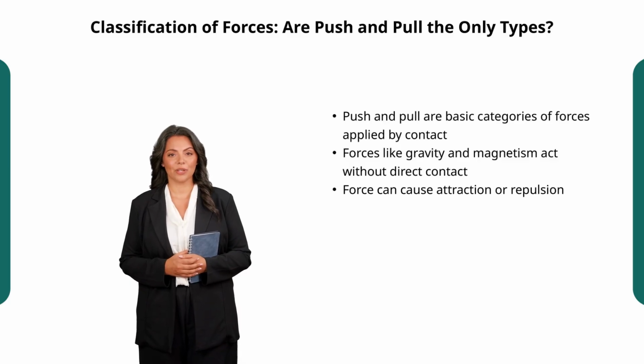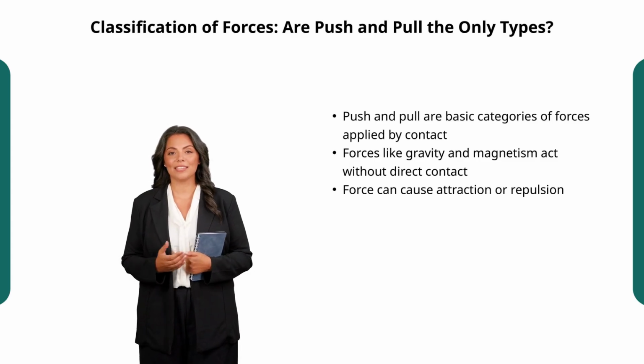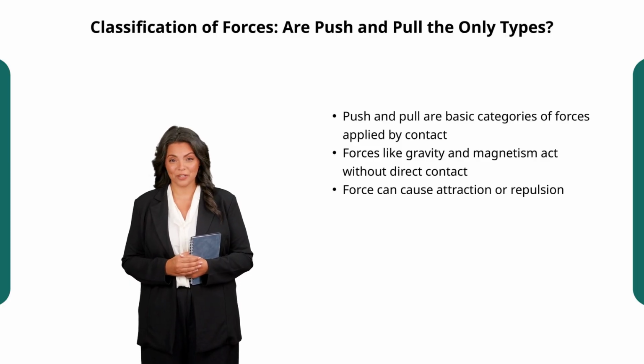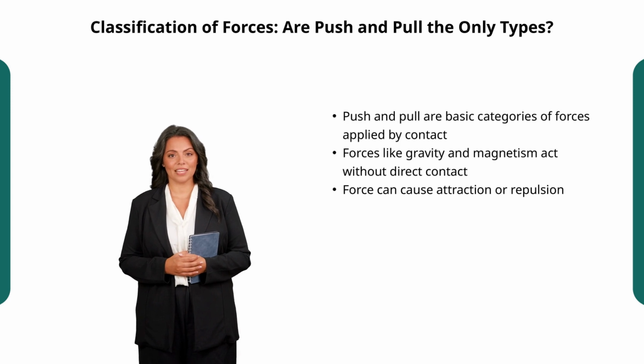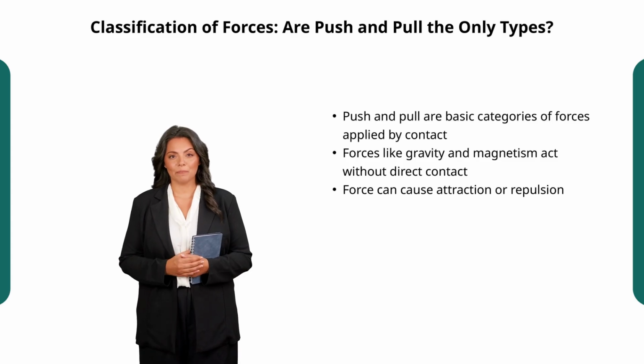But have you ever learned about magnets? Did you know that a magnet can pull a piece of iron without even touching it? This is a special kind of force called magnetic force, which is a non-contact force. Similarly, gravity is a non-contact force that pulls objects towards the earth without any physical contact. Think about when you drop a ball, it falls because Earth's gravity pulls it downwards.